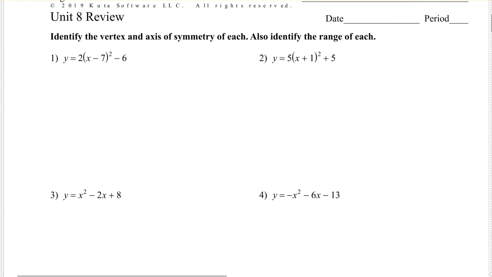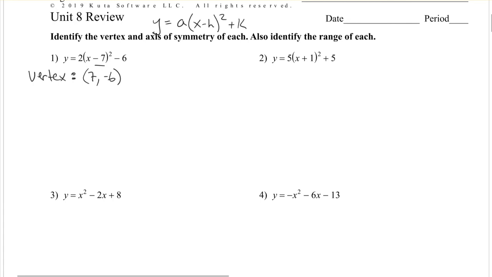So this is in vertex form, and our vertex is the opposite of our h value. Vertex form: y equals a times the quantity x minus h squared plus k. So it's the opposite of our h value, so that would be 7. And we take k as is, that's our y. So our vertex is at 7, negative 6.